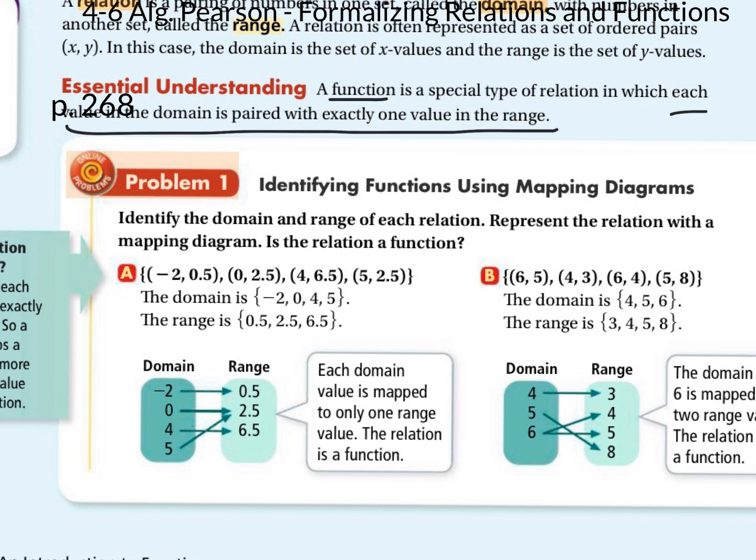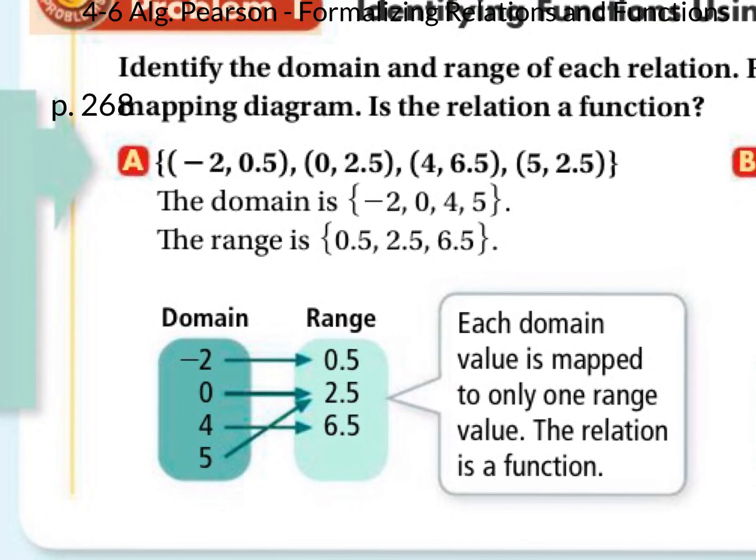So problem 1, they talk about using mapping diagrams. Mapping diagrams put the domain, or the x values, in one oval, and then the range, the y values, in another oval. And then they just draw arrows to show how this works. So notice from negative 2 we have an arrow going over to 0.5. 0 goes to 2.5. 4 goes to 6.5. And then 5 goes to 2.5.